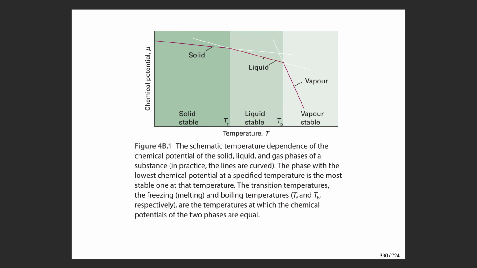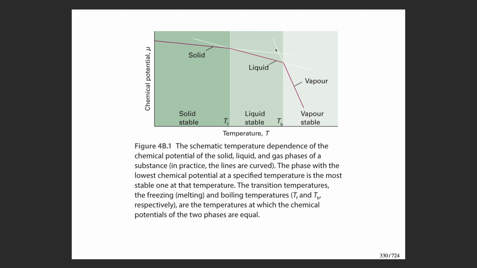Now, combine that with the rule that the most stable phase will have the lowest chemical potential. Well, at cold temperatures, the liquid line is well above the solid line, and the gas line is well above both of those lines. So at low temperatures, the solid is the most stable phase. At a certain temperature, however, the liquid line overtakes the solid line, and we see that in this region, the liquid chemical potential is lower than both the solid and the gas. Okay? And so this is the region where the liquid is most stable with respect to temperature.